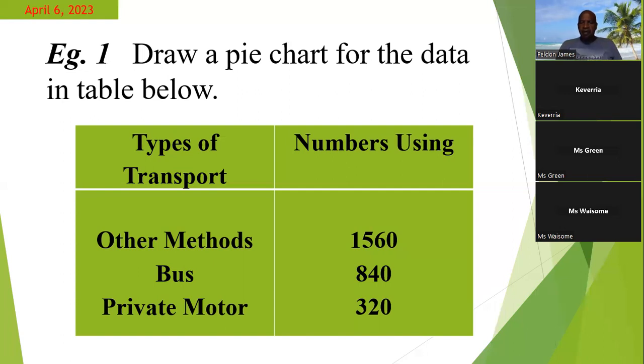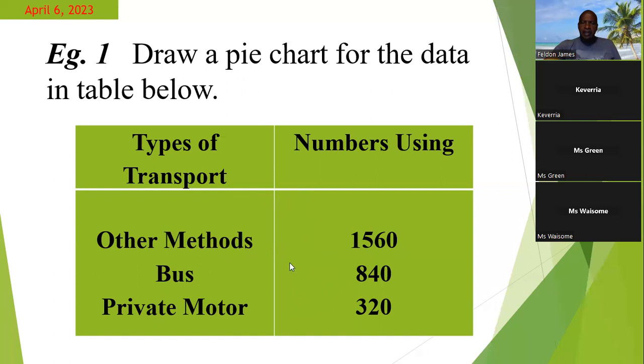private car. Now, the data on a table doesn't really give us much of a good picture of what is happening, but if we can put it on a chart or a graph, we can see much more clarity by way of a picture of what is happening with the data. All right. Now, from this table, it would be necessary for us to find a way to represent this data on a pie chart.